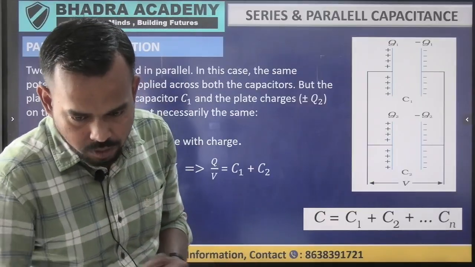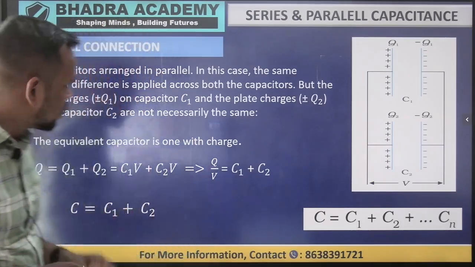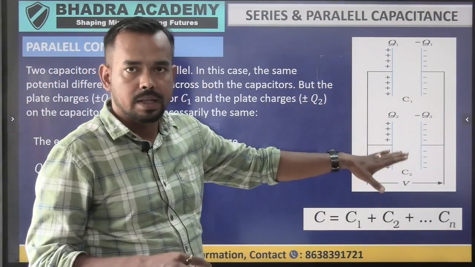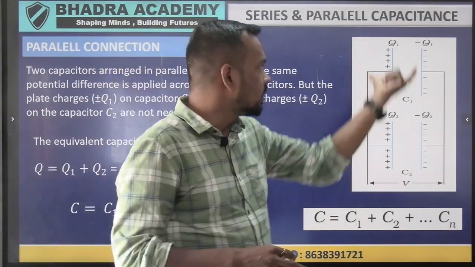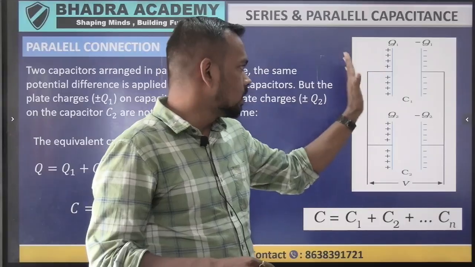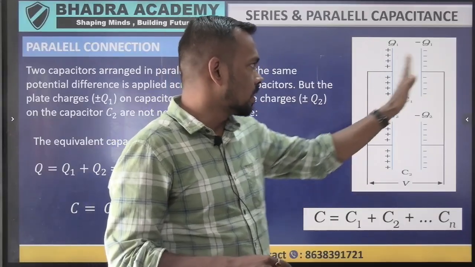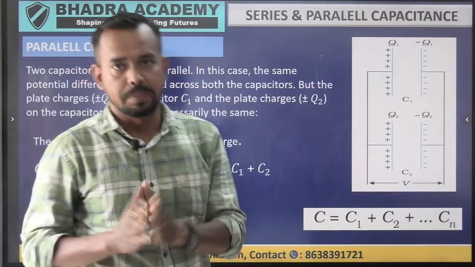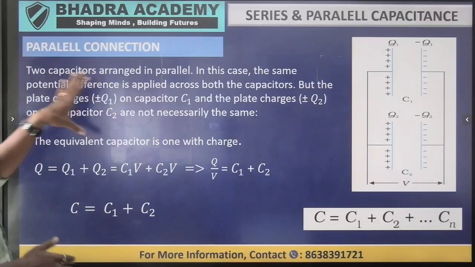And now if we go for the parallel combination, right? In the parallel combination you can see the diagram, it is connected like this, where the potential is common. Therefore the potential is common, and again the left side plates are positively charged and the right side plates are negatively charged. The capacitances C1 and C2 are denoted separately. So here is the combination.